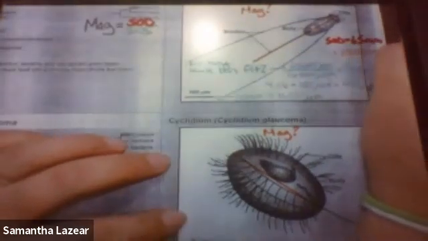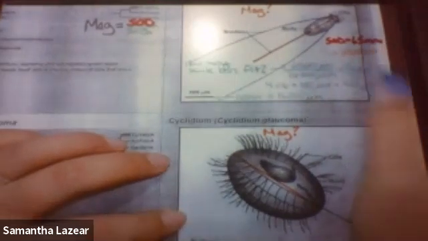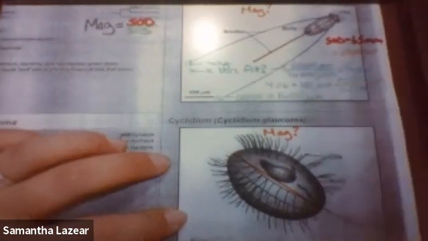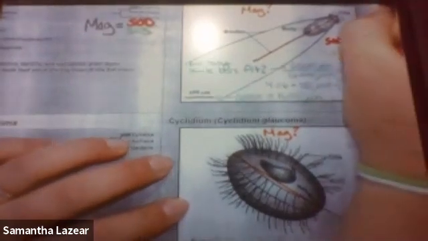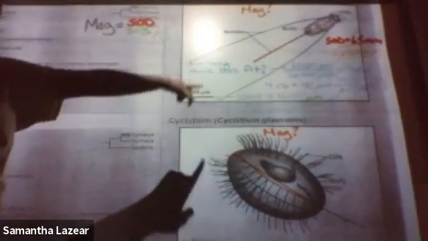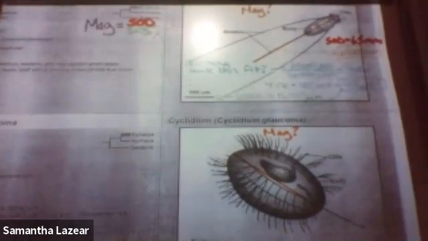406 micrometers. Okay, so now we have our size of specimen and we have our size of drawing. Now we just plug that into our equation. We're doing this in micrometers, so 65,000. You could do that, or you could keep it in millimeters, which I'm going to do for the next one.